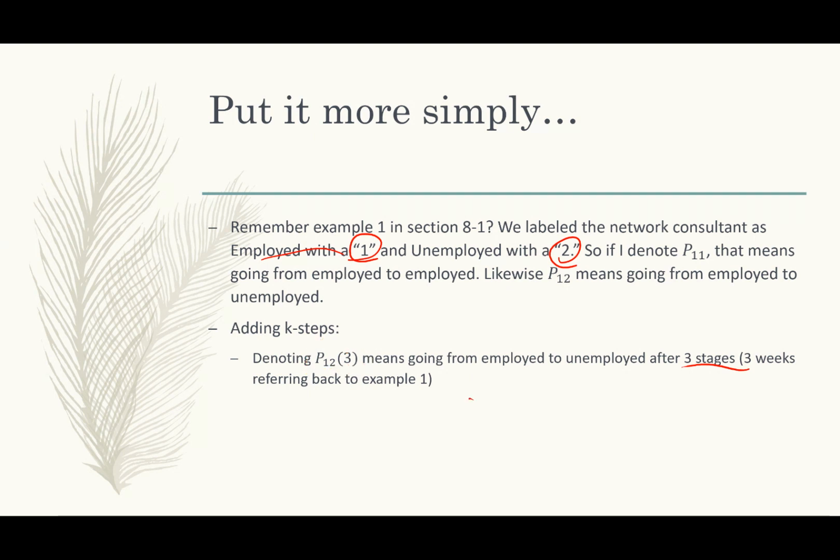So if I ever write P11, 5, what this means is you're starting employed, and I want to know the probability you'll be employed 5 weeks from now. And if I change this to 10, it's the probability of being employed 10 weeks from now. If I make this 2 and 1, and move this back to 5, this is being unemployed now, and what's the probability that you'll be employed 5 weeks from now. So that's the idea. The number in parentheses denotes how many stages we're talking about in our problem.